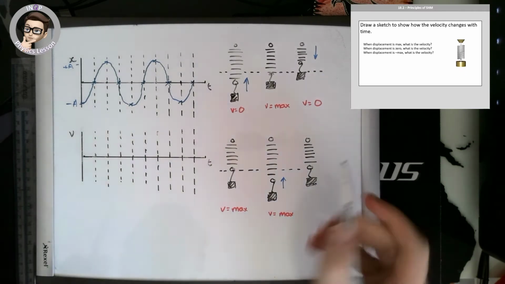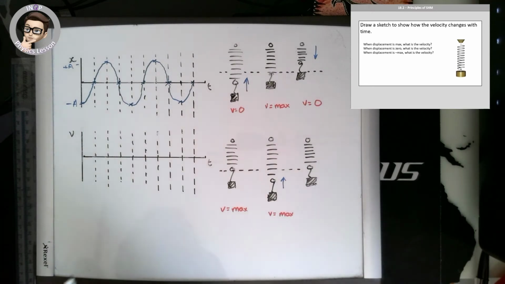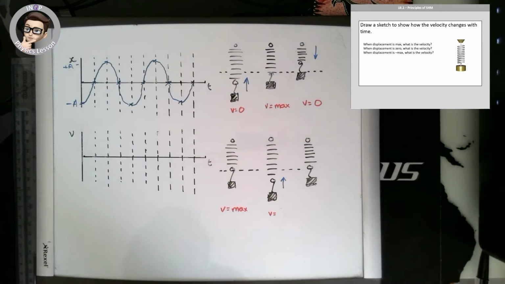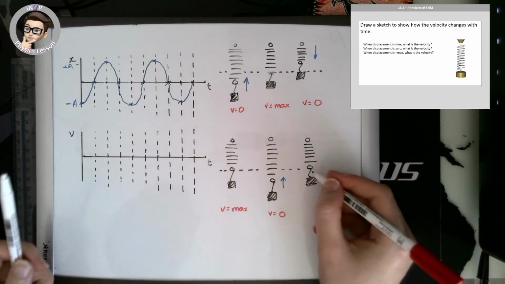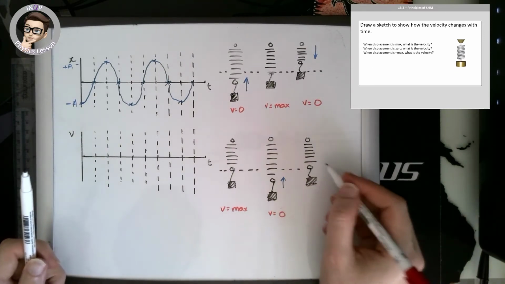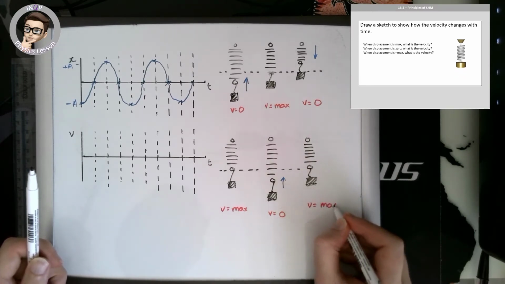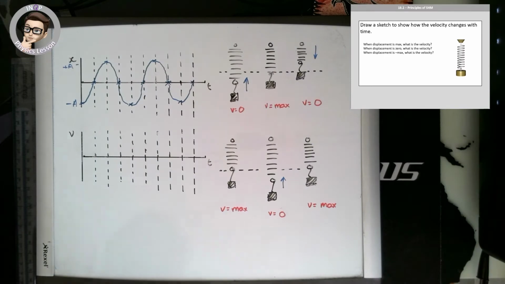And finally, when we reach, sorry, we're not going to have Vmax, we're going to have V0. And then finally, when we reach equilibrium, as we're coming back through equilibrium, we're going to have no forces on it again. So we're going to have a V max. Now we also need to think about the directions of these velocities.